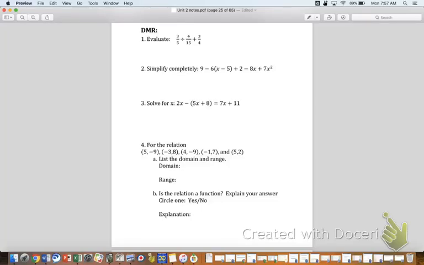Okay, so number 1 has more than one operation, right? It's got a division, obviously, and it's got an addition. So according to the order of operations, what has to happen first? Division. And if you are taking a fraction divided by a fraction, what's that little phrase we talked about?